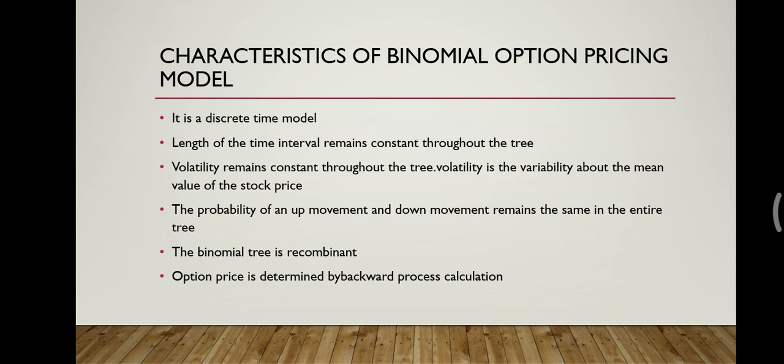Volatility is the variability about the mean value of the stock price. Then the probability of an up movement and down movement remains the same in the entire tree. The binomial tree is recombinant, that is, an up move followed by a down move will take the stock to the same value as a down move followed by an up move. Here the two paths merge or recombine. Okay. Then we are going to discuss the option price. The option price is determined by backward calculation, that is, working back from expiration to the present.